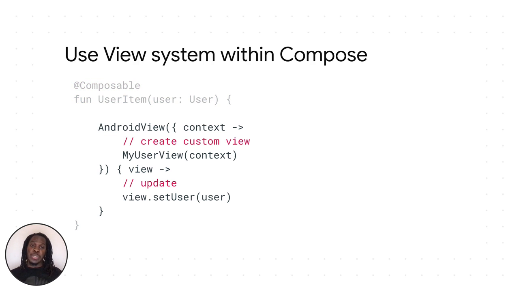There are two ways to do this. First option is to use this Android view component that I'm talking about. It's like in the code. The Android view component takes in the view, which you can create right there using the context through the constructor of the normal view class in the view system. It's important to know that this creation happens only once and is guaranteed to be called on the main thread.